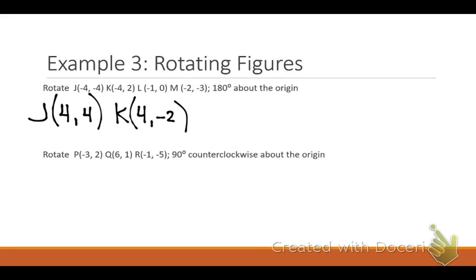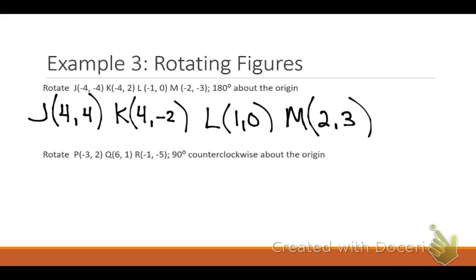Okay? All right, so for L, what's L going to be? Somebody tell me, Jeremiah? 1 and 0. You do the opposite of both, but the opposite of 0 is still just 0. All right, anybody know M? What's M going to be, Jakari? 2, 3. You do the opposite sign. You don't reverse them, just do the opposite sign.